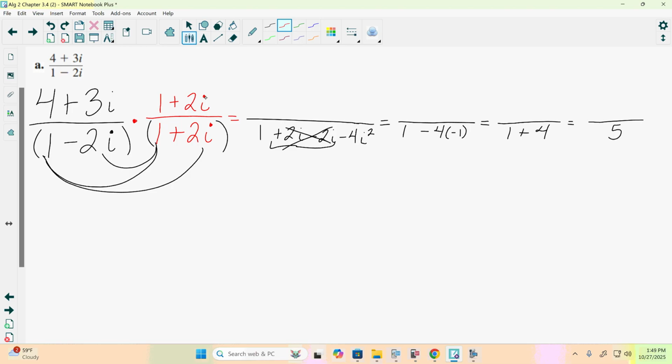Now, we can't just multiply the bottom of the fraction, we also have to multiply the top, because we are multiplying by 1 plus 2i over 1 plus 2i. The reason we're multiplying the top and bottom by 1 plus 2i is because 1 plus 2i divided by 1 plus 2i is 1. Anything divided by itself is 1. So really, all we're doing is multiplying this fraction by a fancy version of 1.